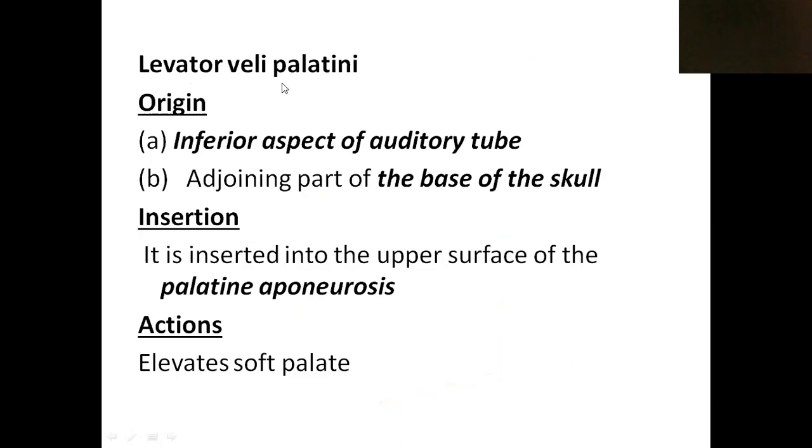Now, levator veli palatini, that muscle also arises from the auditory tube. But see, it arises from the inferior surface of the auditory tube and adjoining part of the base of the skull, inserted to the palatine aponeurosis.